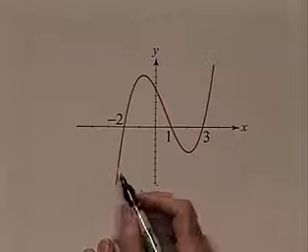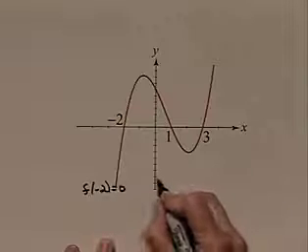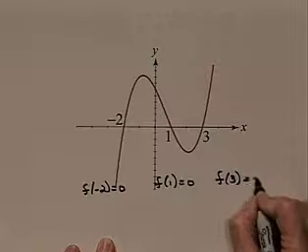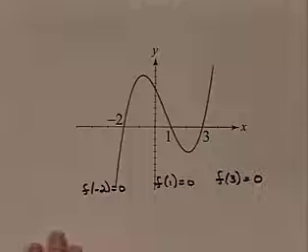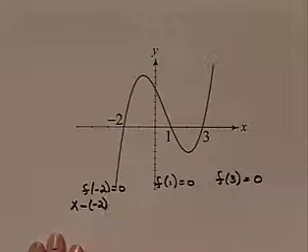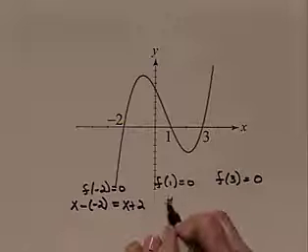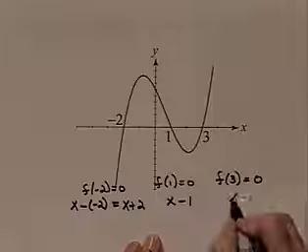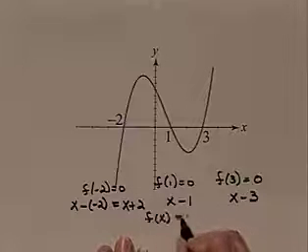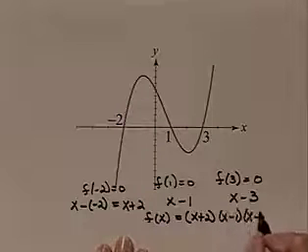Now remember what that says, that f of -2 is equal to 0. F of 1 is equal to 0. F of 3 is equal to 0. By our factor theorem then, this says that x minus negative 2 is a factor. Let's write that as x plus 2. That x minus 1 is a factor, and that x minus 3 is a factor. So our function, f of x, can be factored into x plus 2 times x minus 1 times x minus 3.